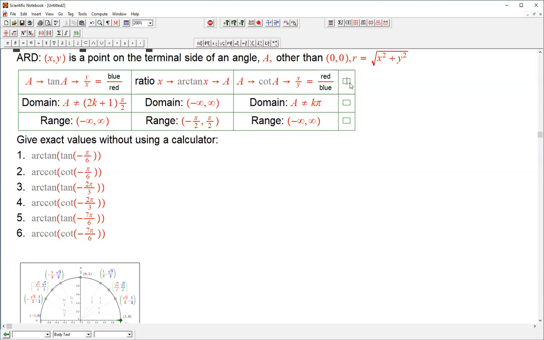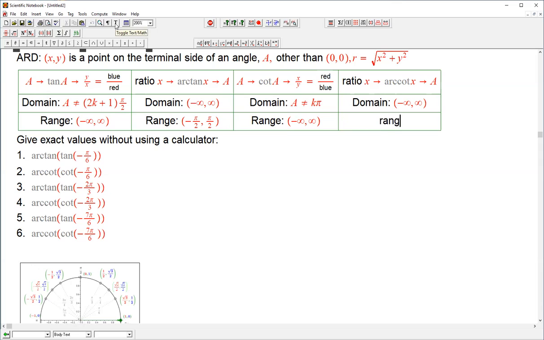Arc cotangent takes ratio, and the ratio is x, produces angle. So the domain and range describe what kind of input it takes. Domain is all real numbers, and the range is, what is the range? The range is between 0 and pi. Of course we have more forms to write that range. But here, you clearly know the picture. We know the picture.